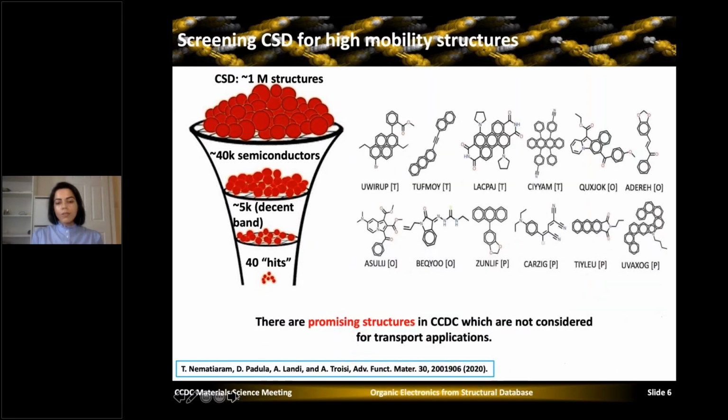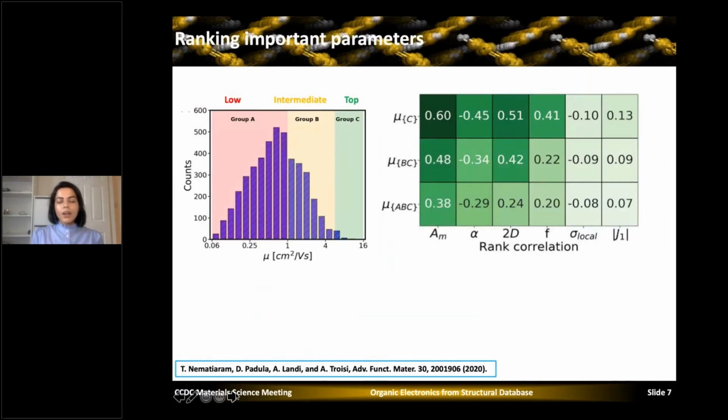The molecular diagram of some of the hits has been shown here. The really interesting point is that some of these high mobility structures initially were not synthesized for transport applications, and in the screening we identified that they are pretty good in terms of showing higher mobilities. So identifying a list of high mobility structures was only one of the objectives of our research.